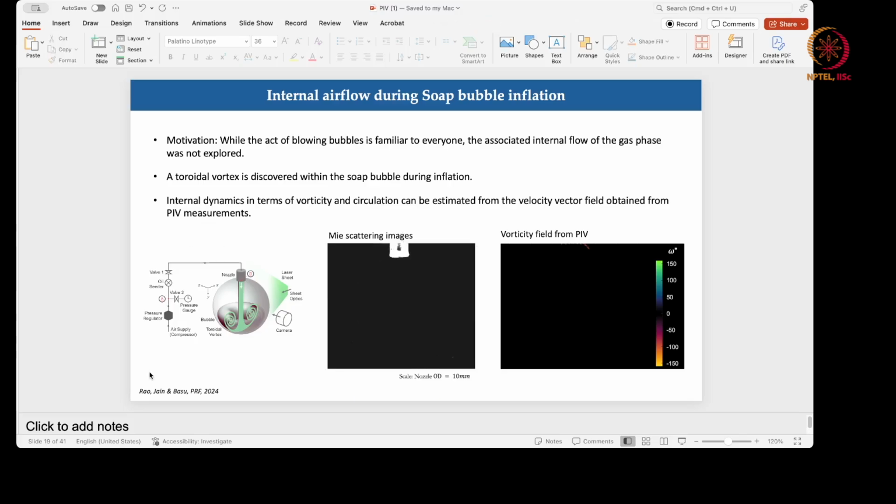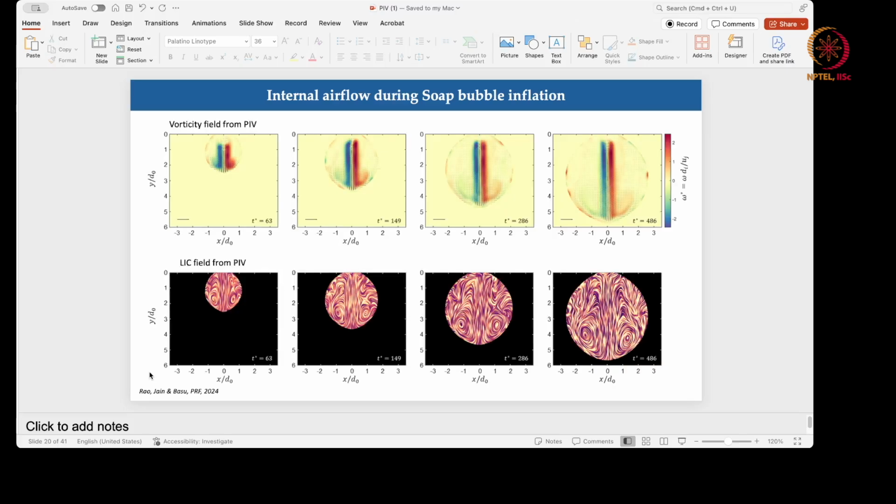Okay, so this is an example where you have done the PIV in very complex geometries. Okay, so you can see this is the vorticity data, and then you can do all kinds of mathematical wrangling on the data. Okay, so the LIC is to identify the structures from the PIV data. This is vorticity from the PIV data. As you know, vorticity is this. Okay, so all these things we have done during the soap bubble inflation experiment.